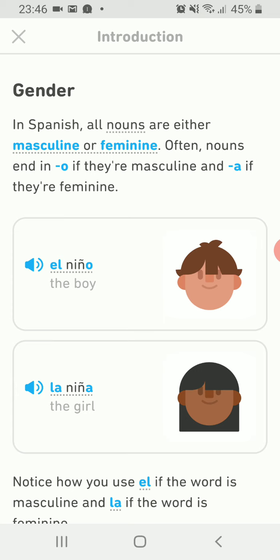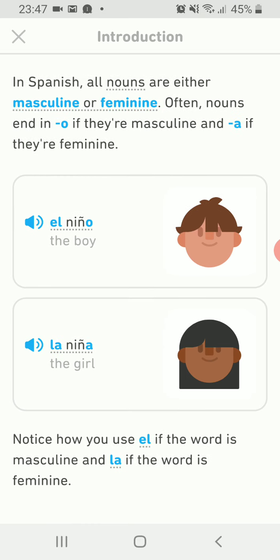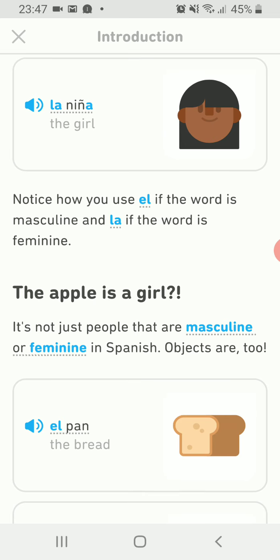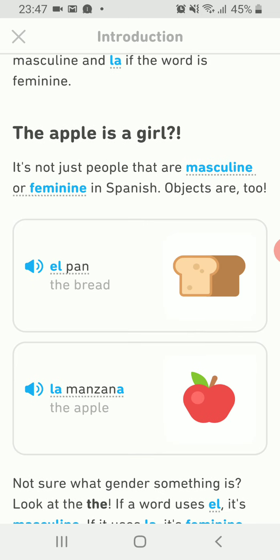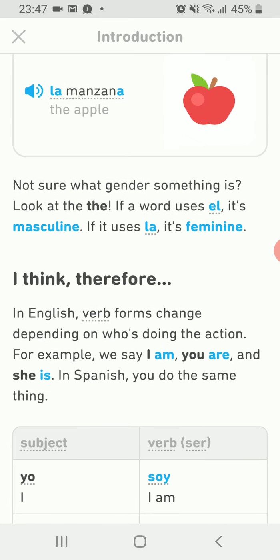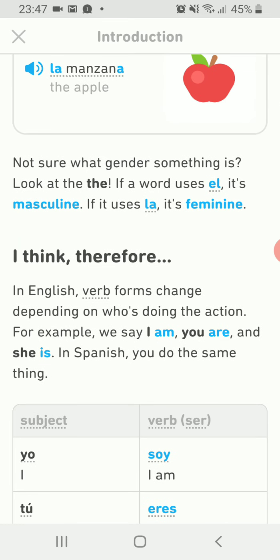Alright, so gender. In Spanish, all nouns are either masculine or feminine. Often nouns end in O if they are masculine and A if they are feminine. El niño, la niña. Notice how we use el if the word is masculine and la if the word is feminine. So articles are here to tell us about the gender also. So the apple is a girl in Spanish, so it's feminine. La manzana, el pan, and objects are also either masculine or feminine in Spanish.